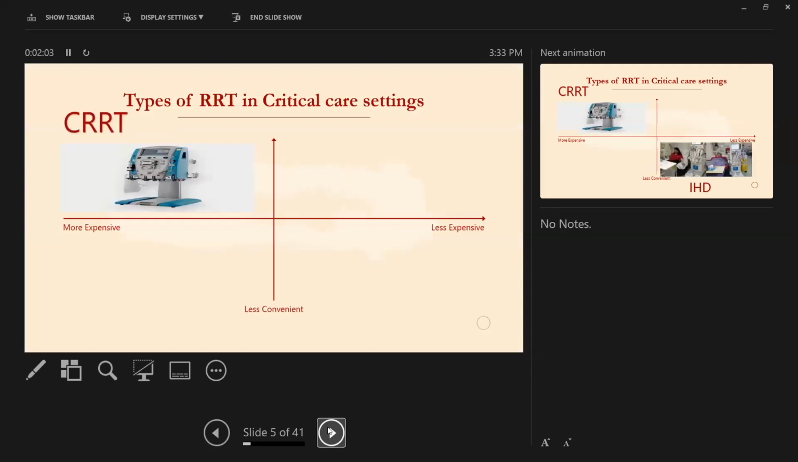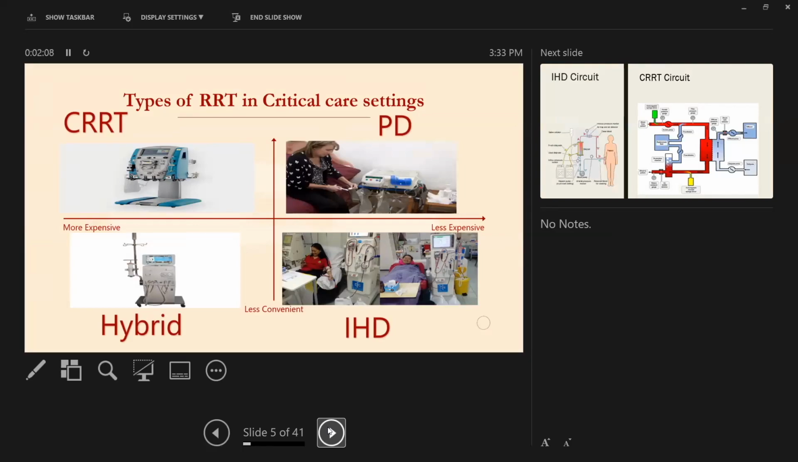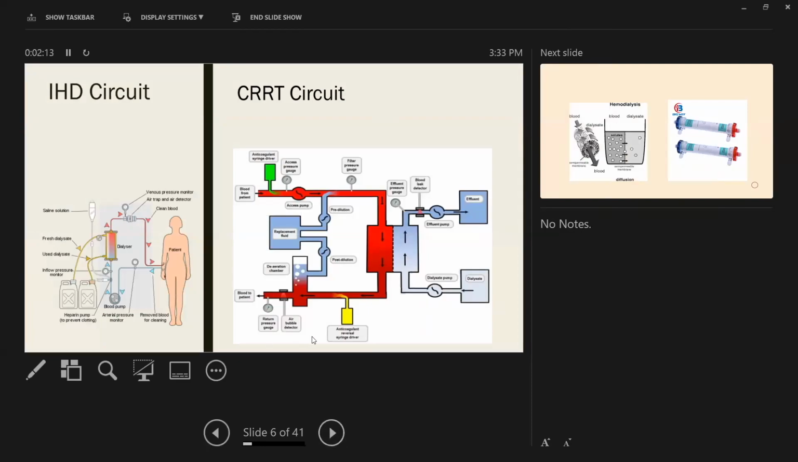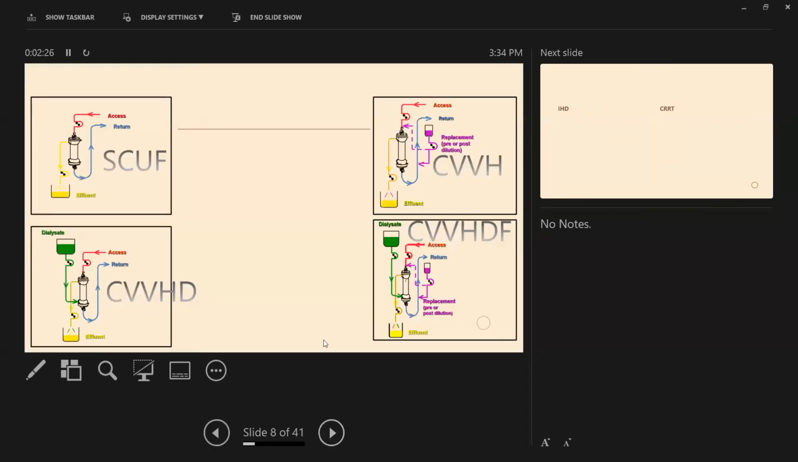So there are a few types of RRT: CRRT, peritoneal dialysis, hybrid, and also IHD. This is the IHD and a CRRT circuit. The mechanisms are different for both. And this is the hemodialysis filter. The hemodialysis can also be divided into slow continuous ultrafiltration, CVVH, CVVHD, and CVVHDF. There are a few types for this.